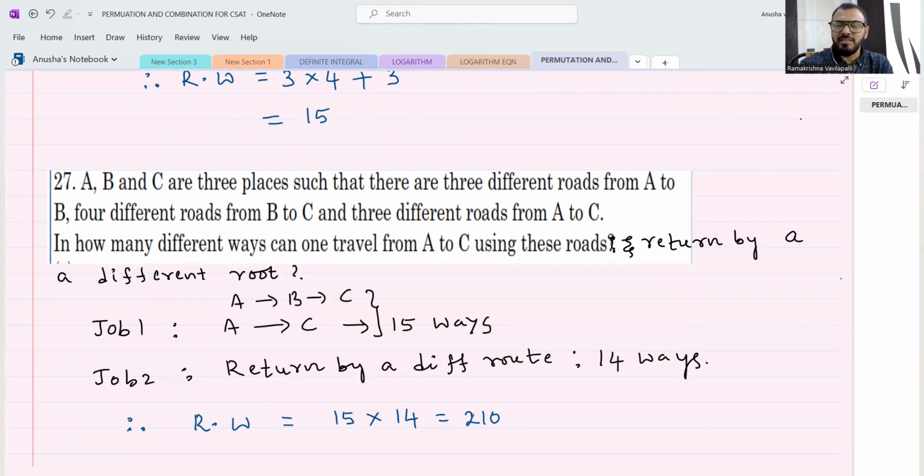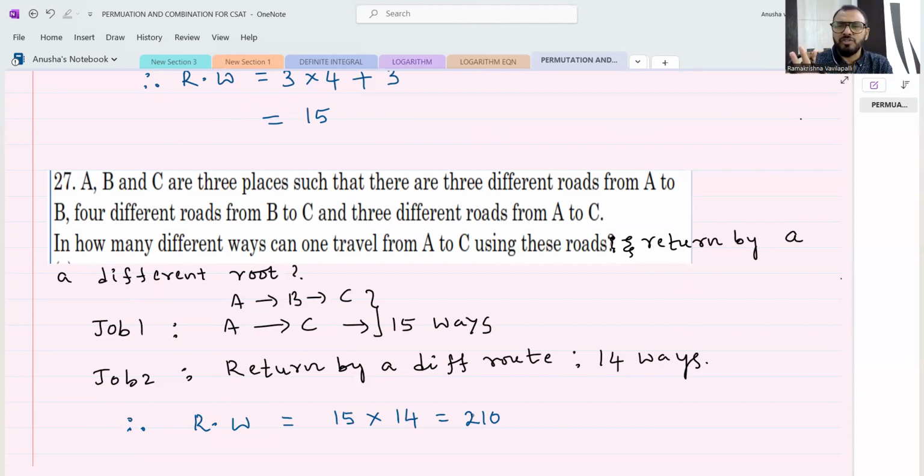I'll explain another example. Suppose there are 5 doors in a classroom. In how many ways can a teacher enter the room and return by a different door? In how many ways can a teacher enter the room having 5 doors and return by a different door?